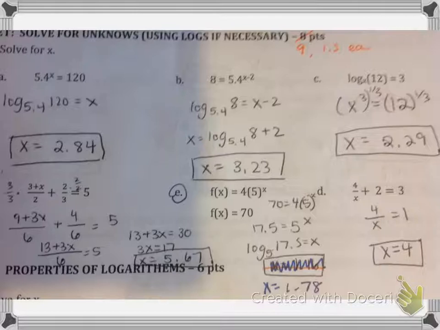Last but not least, for the last one, I subtracted 2 from both sides and ended up with 4 over x equals 1, and then just multiplied both sides of that equation by x to get x equals 4.